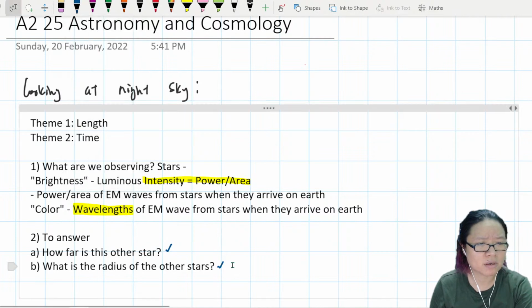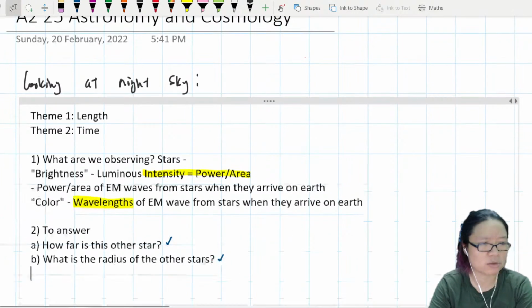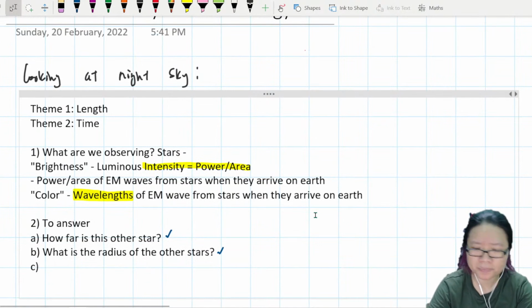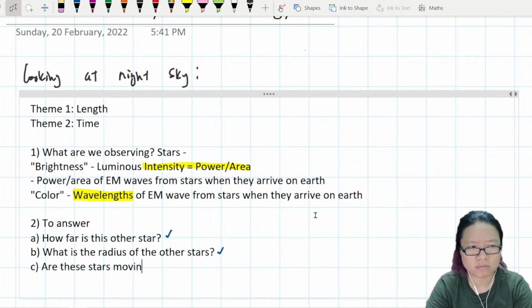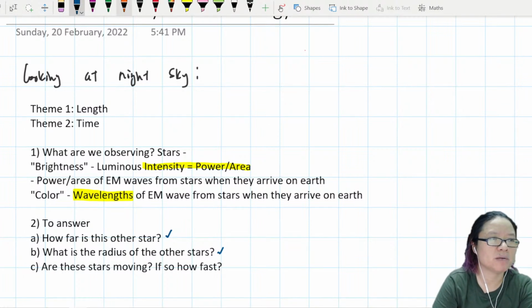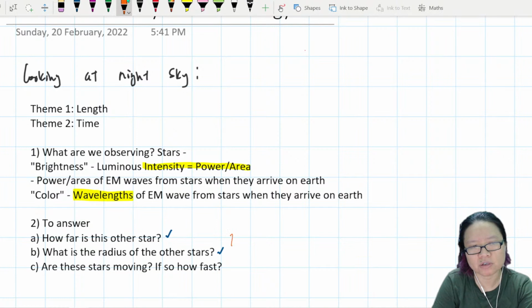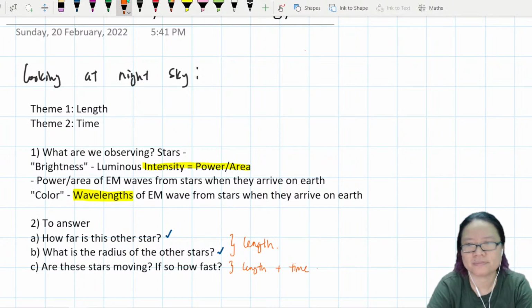Okay, and with that, we are also going to try to answer the last one, which is, is this star moving away from us? If so, how fast? What's the motion like? If you think about the very basic study of any new field, we want to be able to answer questions around length and length plus time. So it sort of makes sense.